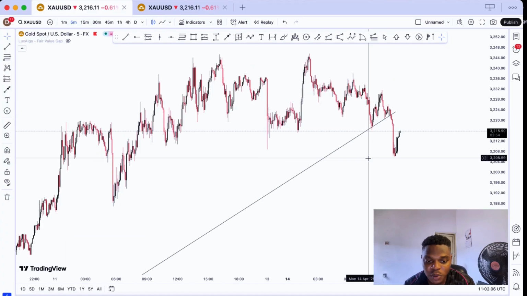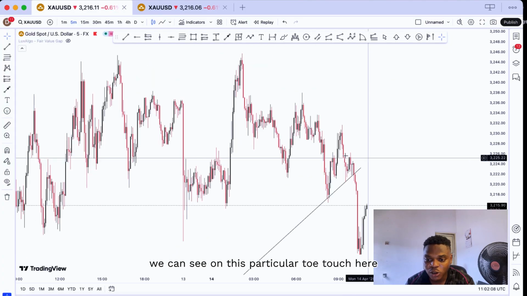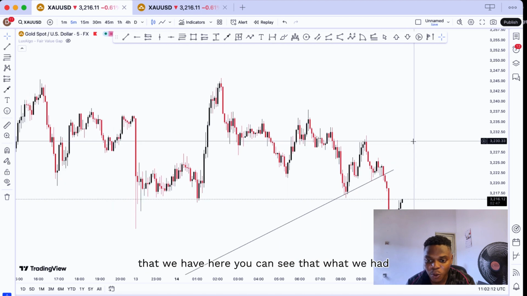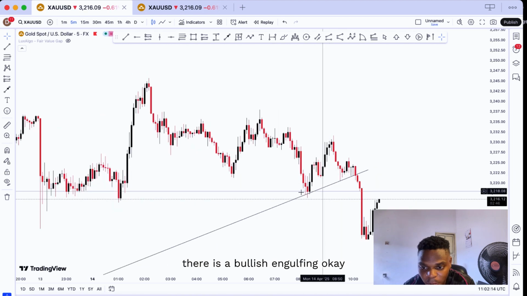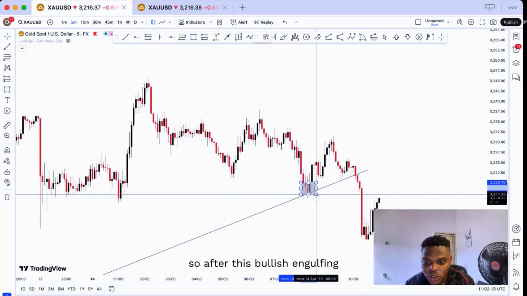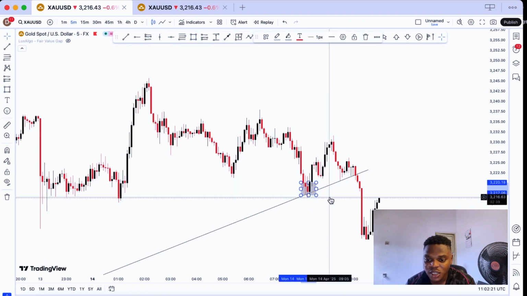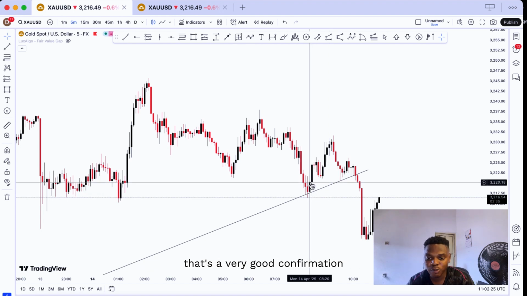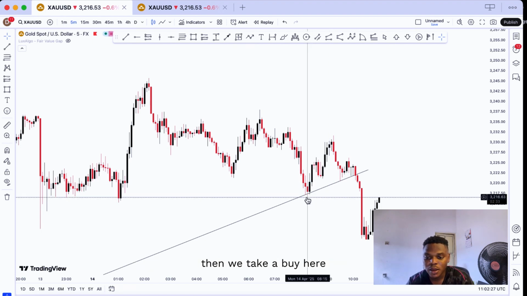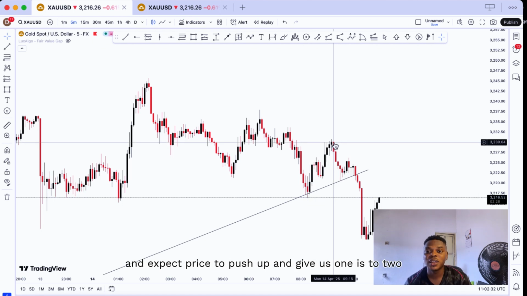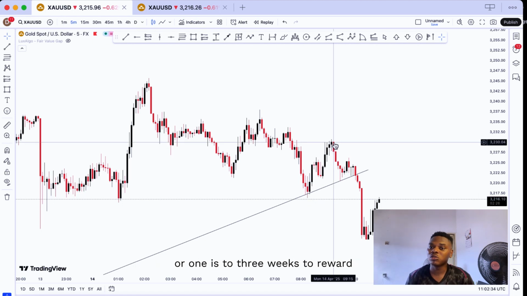So if we zoom in carefully, we can see on this particular third touch here that what we had there is a bullish engulfing. Okay, can we see this particular zone? So this particular zone here, we had a bullish engulfing. After this bullish engulfing, which is the third touch on this particular trend line, that's a very good confirmation. Then we take a buy here, put our stop loss slightly below this low, and expect price to push up and give us 1:2 or 1:3 risk to reward.